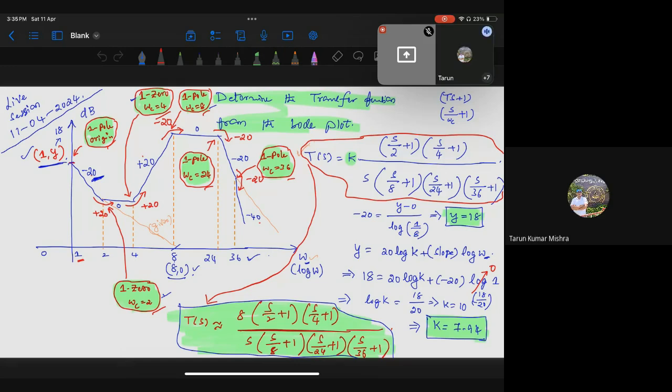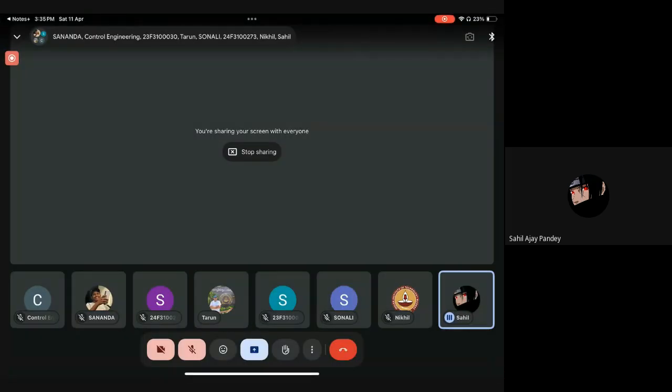Sir, a question regarding PM and GM, the gain margin and phase margin. Yes. Same, means from the Bode plot to phase margin and from Nyquist to gain margin.